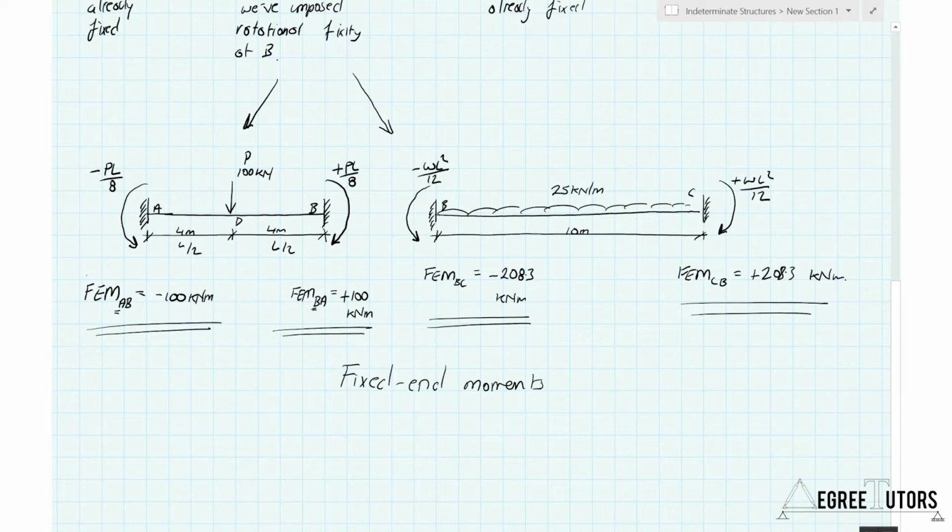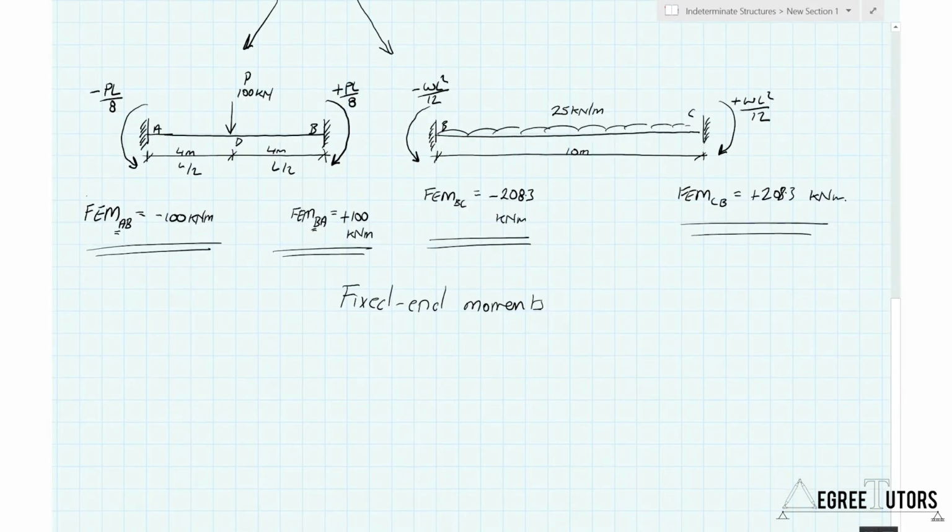Great. Okay. So now what we have to do is look at the imbalance. So there's an obvious imbalance here at joint B. So this is really the heart of the moment distribution method, right? So now what we do is we release joint B and allow it to rotate.